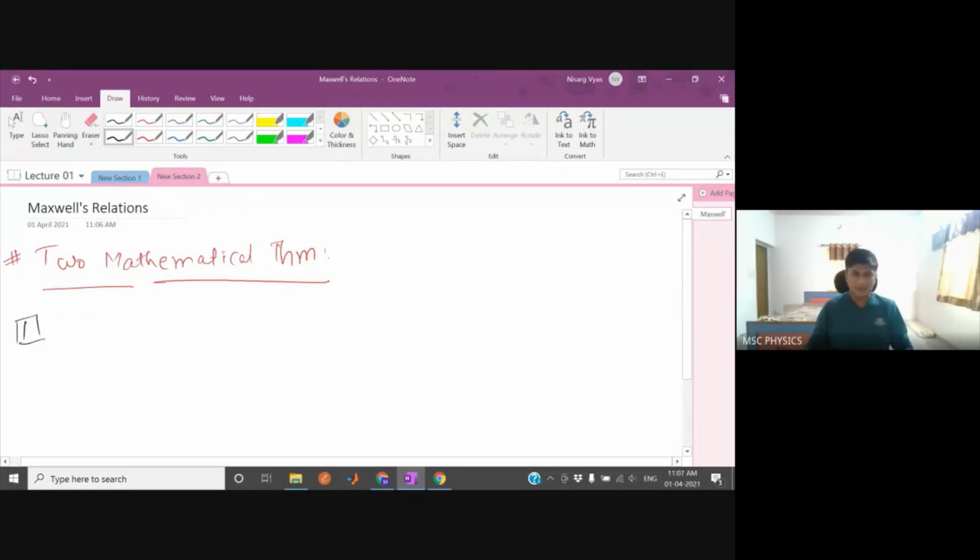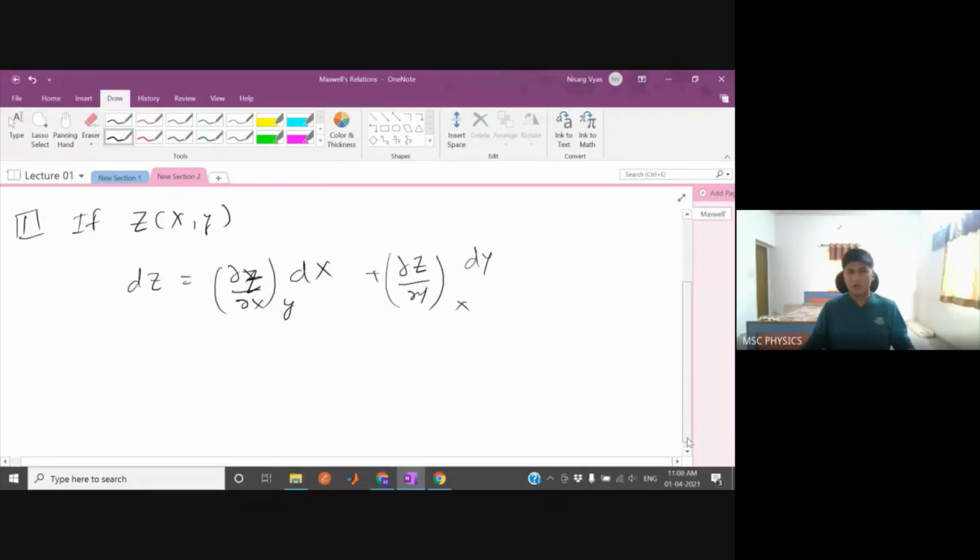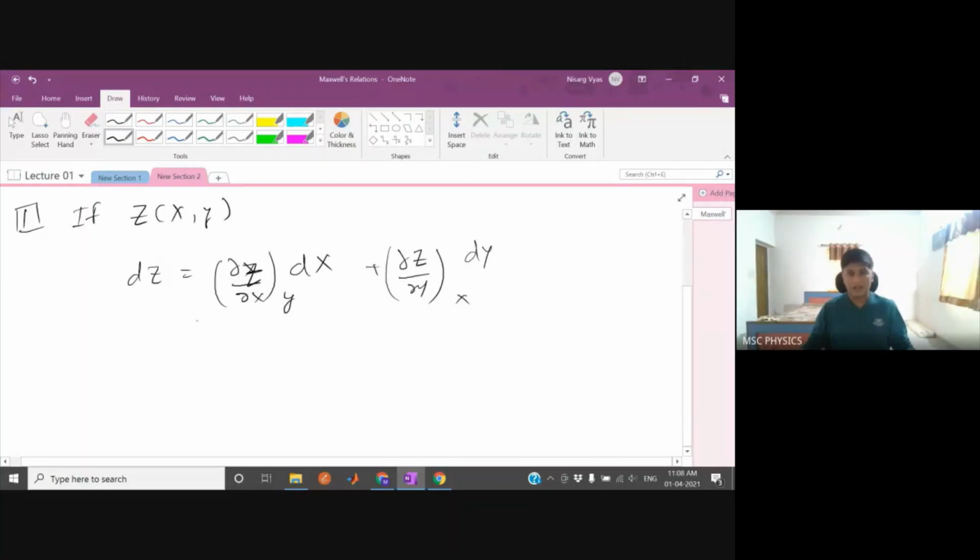The first theorem tells you that if z is a function of x and y, then you can write dz equal to del z by del x at constant y into dx, plus del z by del y at constant x into dy. This is how you write it. This is known as the fundamental theorem of partial differentiation. So you know this theorem. This is all it is.